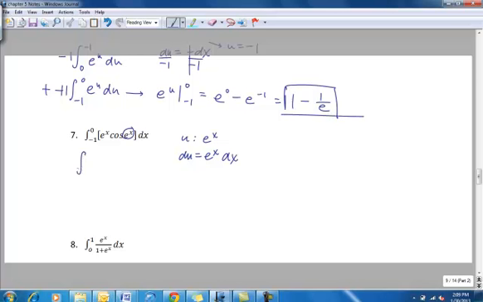Okay, so let's substitute here. I'm going to leave the limits off. We'll have to fix those later. On the inside, let's see here. What do we have? U is equal to e to the x, so I'd say we got u.